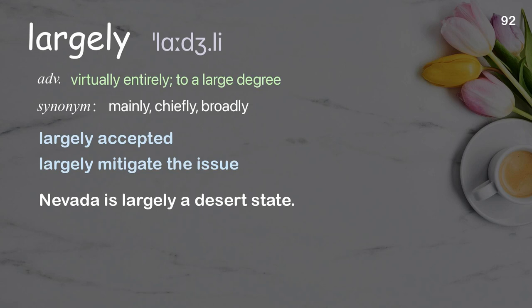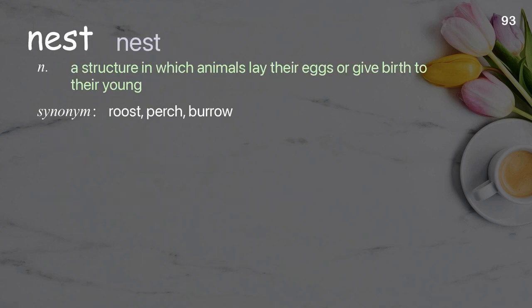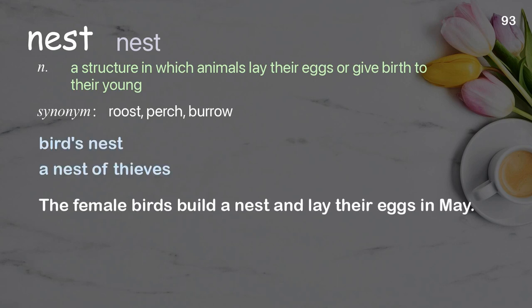Nest. A structure in which animals lay their eggs or give birth to their young. Examples: bird's nest, a nest of thieves. The female birds build a nest and lay their eggs in May.